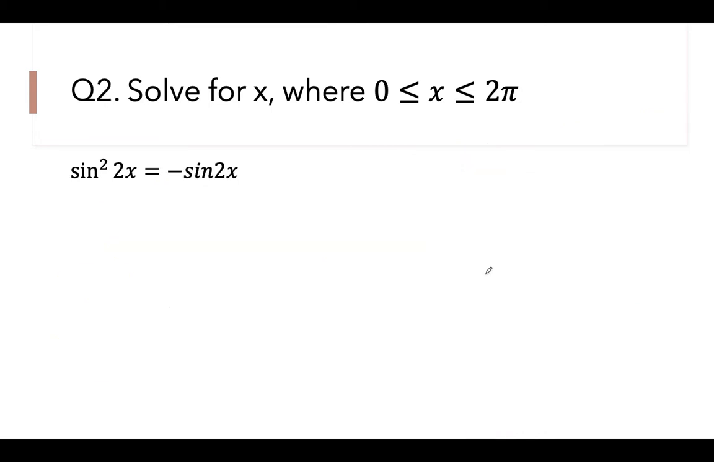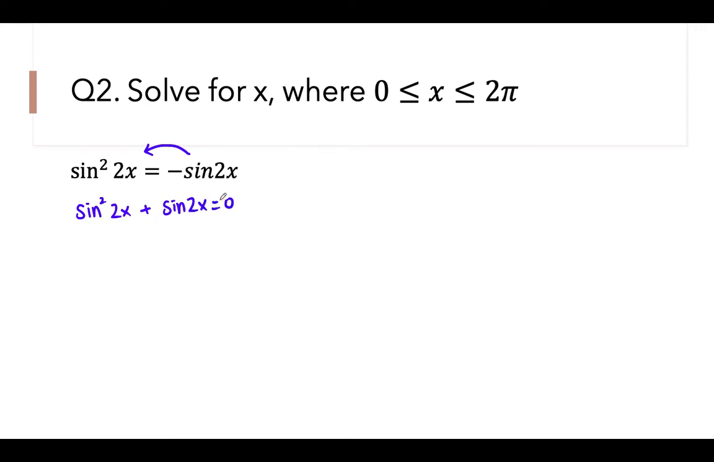Question number 2. Again, we're solving in terms of a quadratic equation. So we have sine squared 2x is equal to negative sine 2x. So we have a double angle formula. What I'm going to do is move everything to one side. So sine squared 2x plus sine 2x is equal to 0.